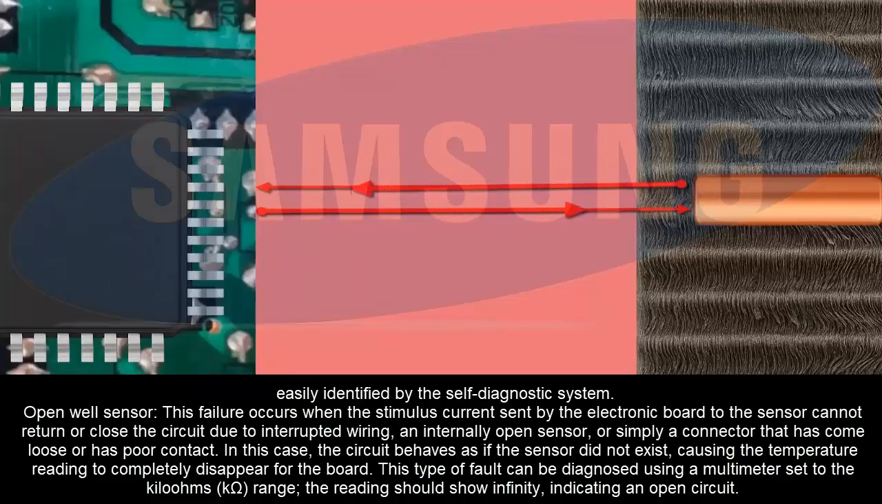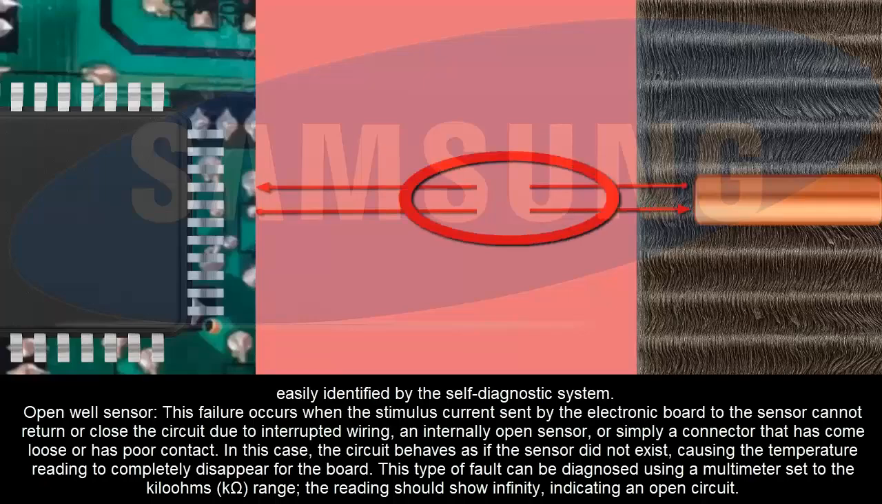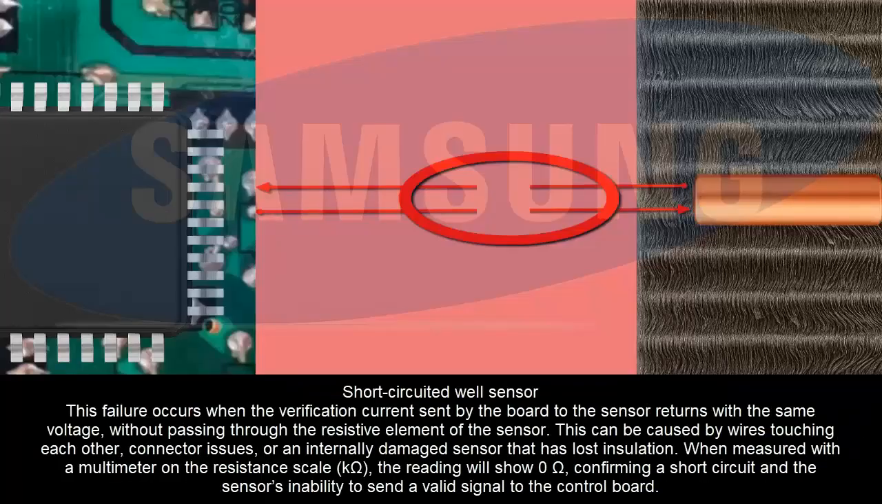Open well sensor. This failure occurs when the stimulus current sent by the electronic board to the sensor cannot return or close the circuit due to interrupted wiring, an internally open sensor, or simply a connector that has come loose or has poor contact. In this case, the circuit behaves as if the sensor did not exist, causing the temperature reading to completely disappear for the board. This type of fault can be diagnosed using a multimeter set to the kilo ohms range. The reading should show infinity, indicating an open circuit.